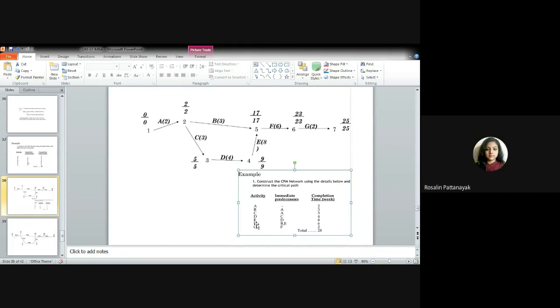Sir, 17 by 17, but 5 by 5 is also written, so should it be 2 by 2? It is B 3, is it okay?